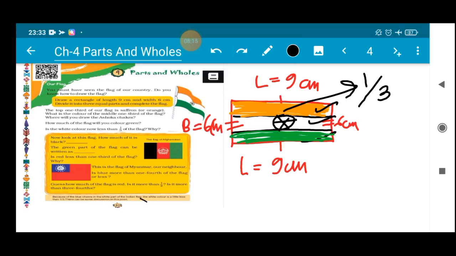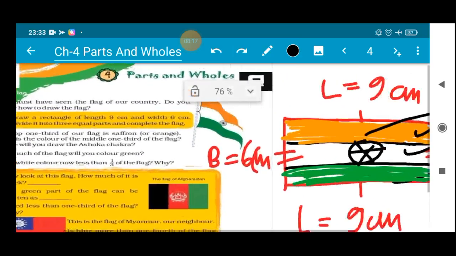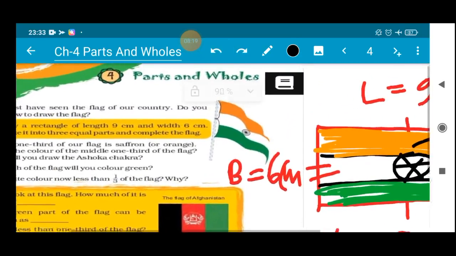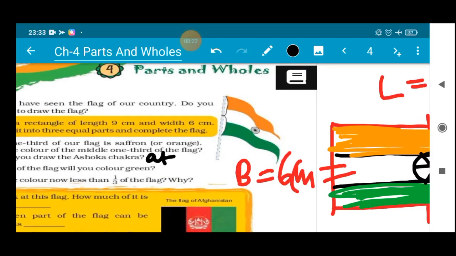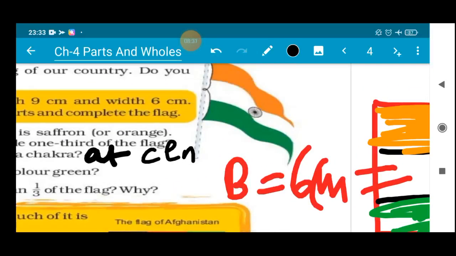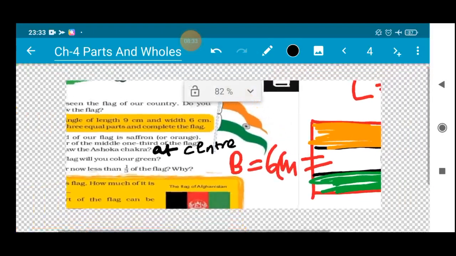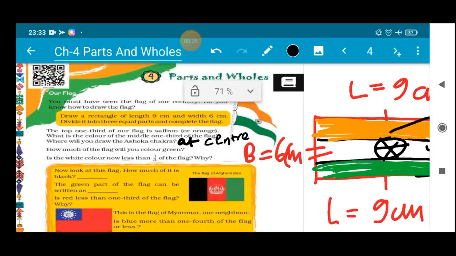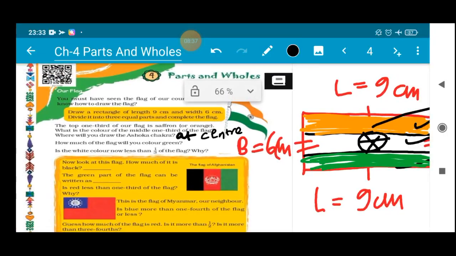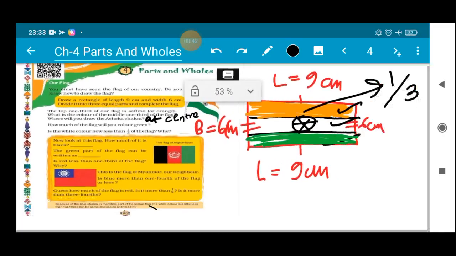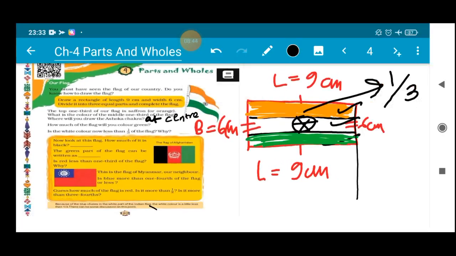Where will you draw the Ashoka chakra? At the center. So you will write the answer here. At the center you are going to draw the Ashoka chakra, right? So what is the color of the middle one? The color of the middle one should be white, as you can see. Yes. Okay, so with this we will be making our national flag with tricolor.